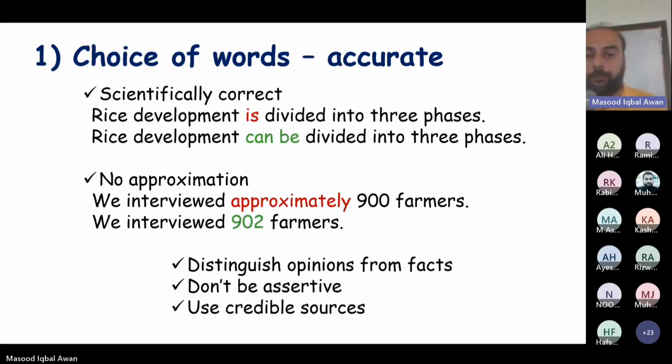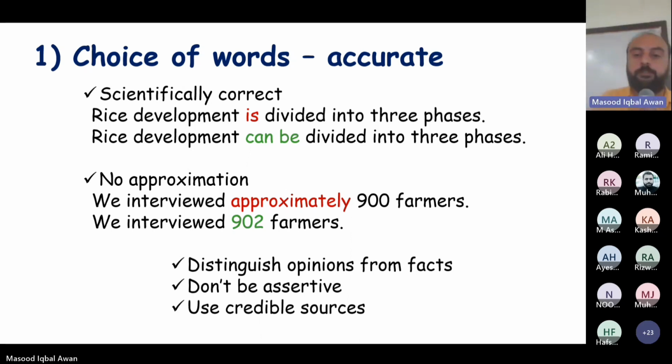And we should avoid approximation. For example, if I write, we interviewed approximately 900 farmers, approximately 900 could be 905 or 895 or 890. So we should write the exact numbers where possible. In case of accuracy, we should distinguish our opinions from facts based on the data we are presenting. We should not be assertive and we should use credible sources where necessary.